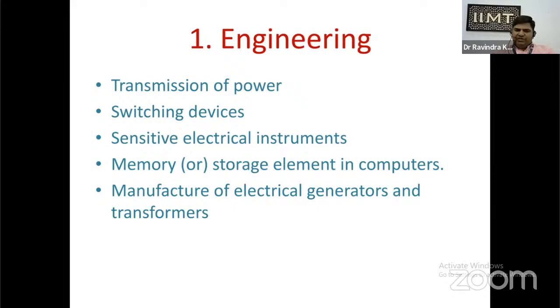Second one is the switching devices, sensitive electrical instruments, and memory storage elements in computers. We are using computers nowadays; everyone is using them. Manufacturers of electrical generators and transformers. So these are the important properties for the engineering people.